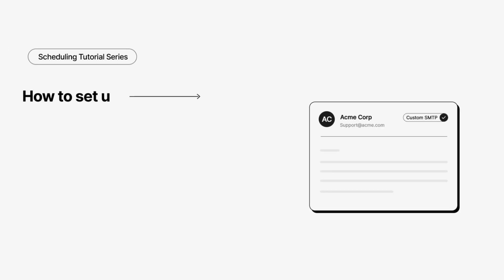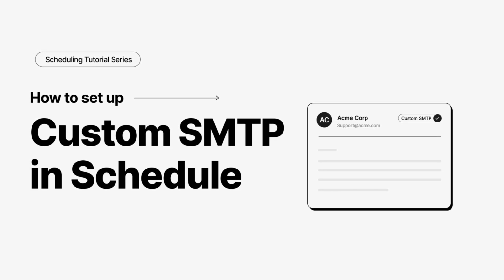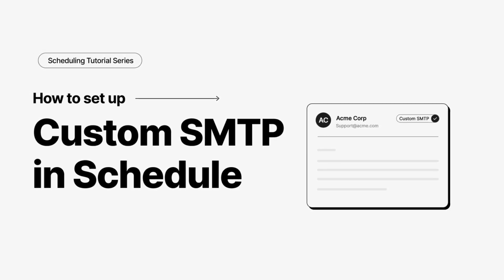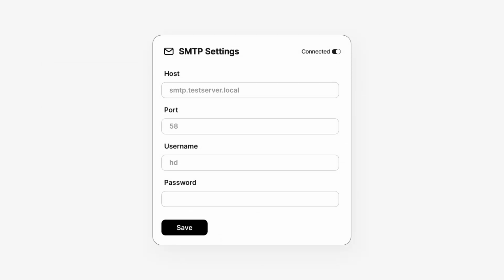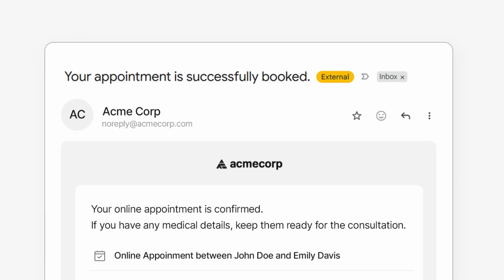In this tutorial, we'll show you how to set up Custom SMTP in Schedule.so so you can send notification emails from your own email address. Using your own SMTP setup gives you more control over how your emails are sent and helps your notification emails feel more aligned with your brand.